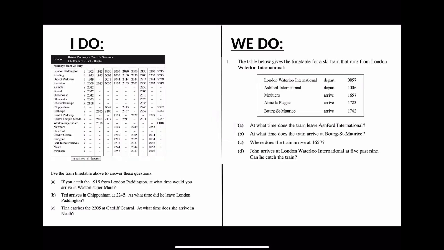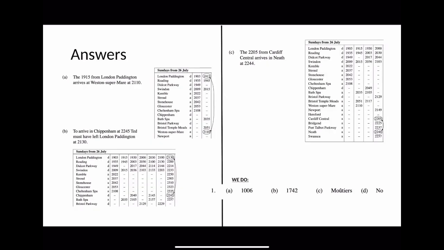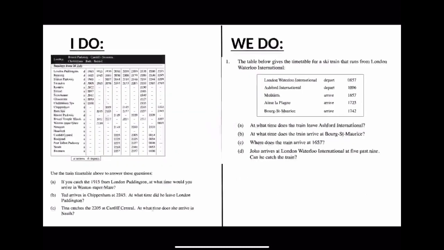So the next question says, the table below gives the timetable for a ski train that runs from London Waterloo International. At what time does the train leave Ashford International? Okay, so we're leaving at 10:06. And let's just have a look there. There is Ashford International. It departs. Depart means it's leaving at 10:06.